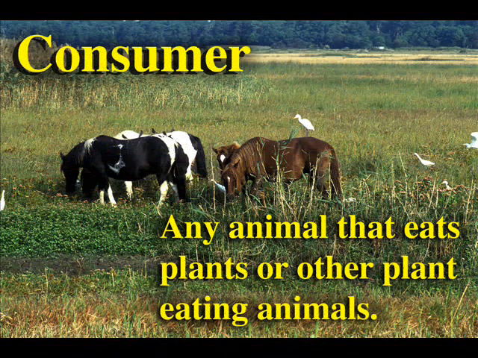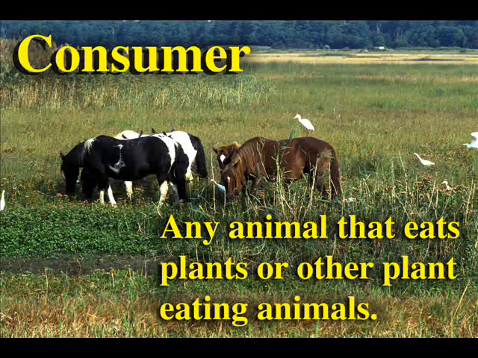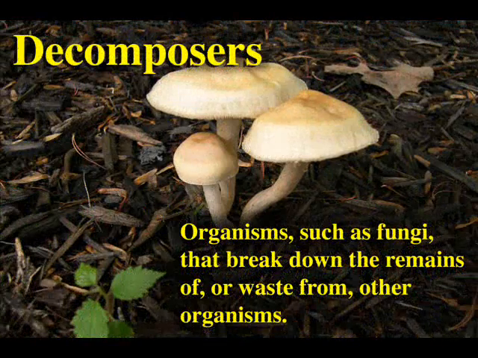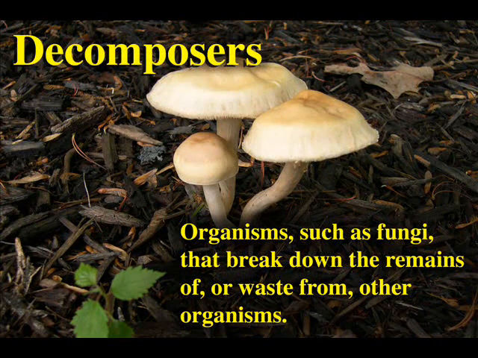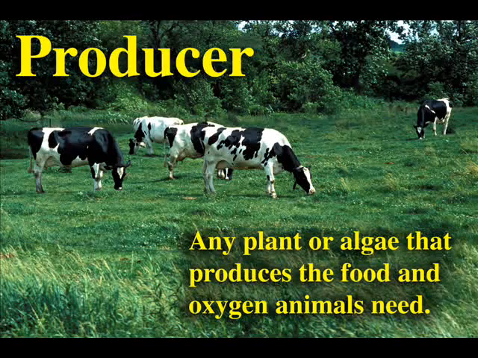Consumer. Any animal that eats plants or other plant-eating animals. Decomposers. Organisms such as fungi that break down the remains of or waste from other organisms. Producer. Any plant or algae that produces the food and oxygen animals need.